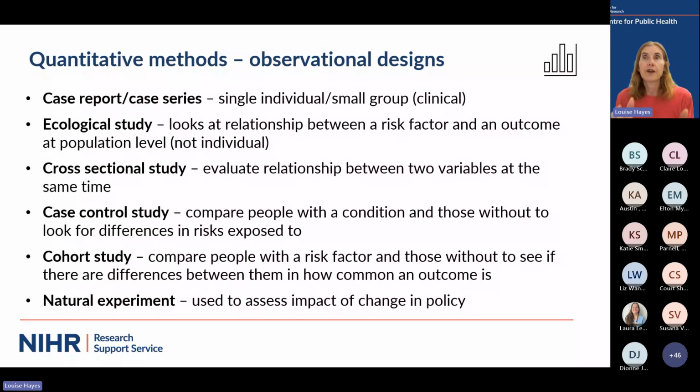We'll identify a group of people who don't have the outcome that we're interested in at the outset, and then we'll follow them up over time and see who develops the outcome and who doesn't, and then compare the risk factors between them. And then the last example that I've put up on the slide here is the natural experiment.